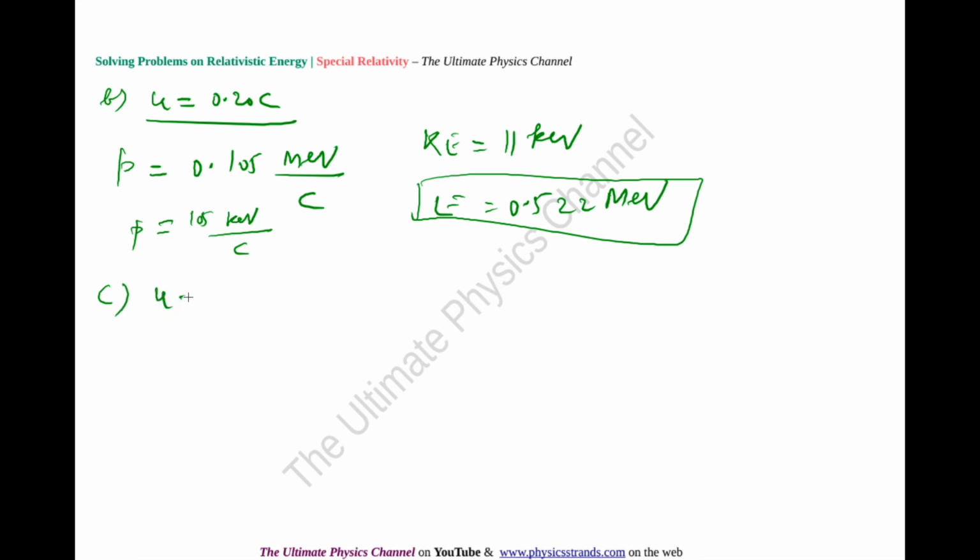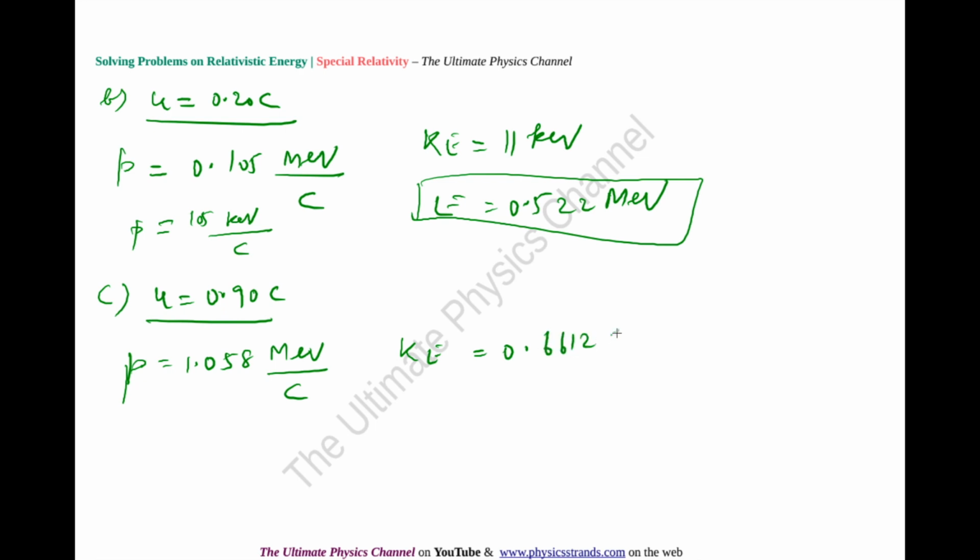Again, the third part where the speed goes to 0.90 c, there you can calculate the momentum. That would be 1.058 MeV over c for the momentum of the electron. The kinetic energy in that case would be 0.6612 MeV, and the total energy is 1.172 MeV. So I have provided these values so that people can work out and verify whether it works out the same.